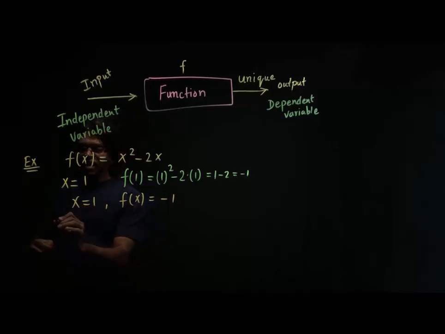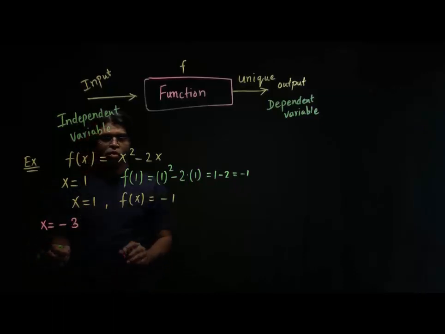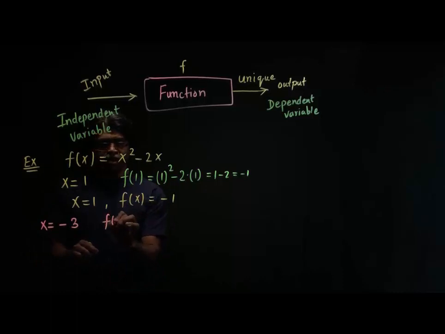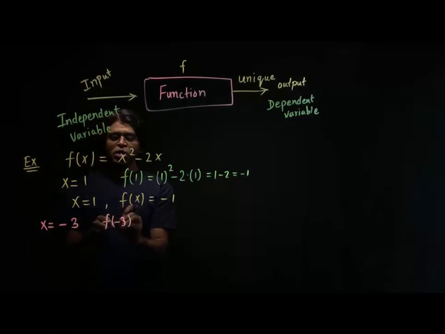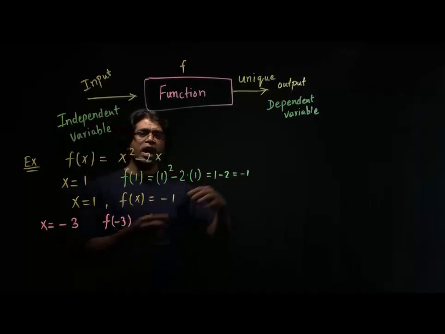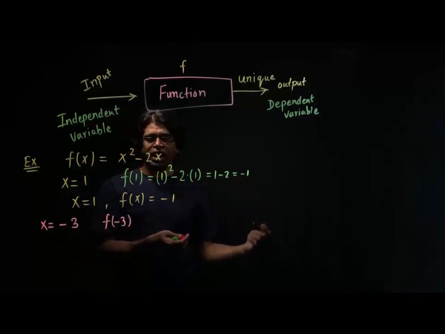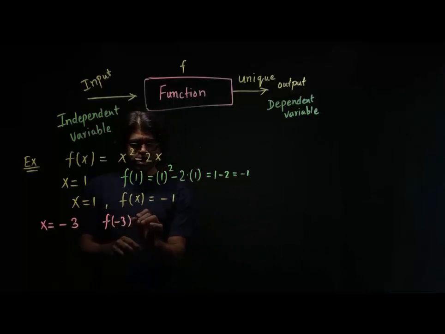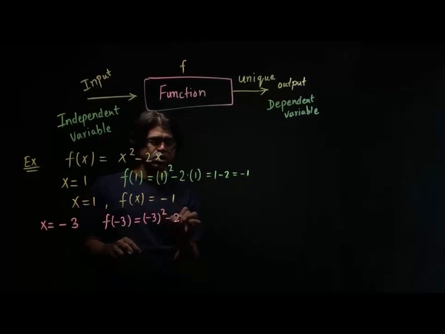Now if I consider another value as x is equal to, suppose, negative 3, what will be my f of negative 3? So f of negative 3. So what we are doing, we are putting negative 3 over here for x, and this function is going to work on negative 3, and it will give us one unique value. So f of negative 3 is basically what? For each x, I am going to replace by negative 3. So x squared is basically what? Negative 3 squared minus 2 times negative 3.